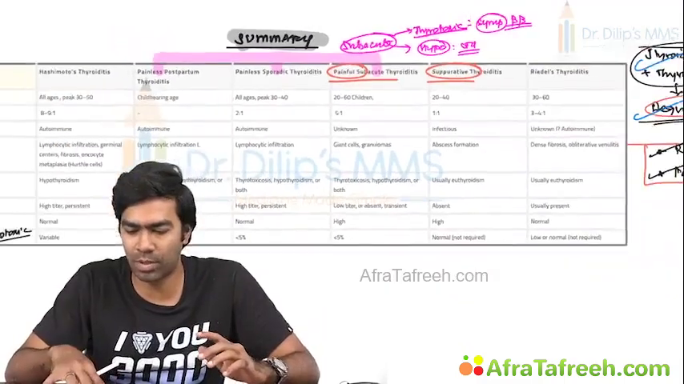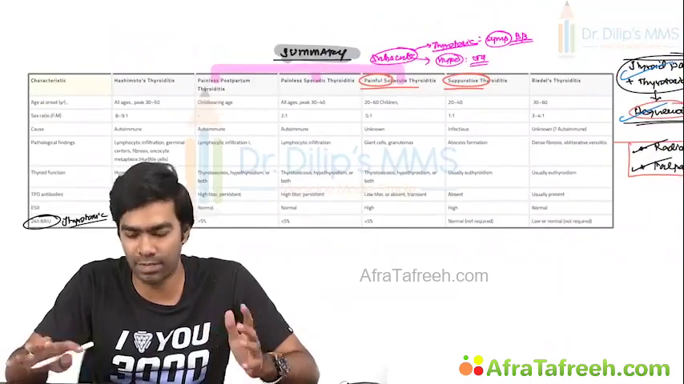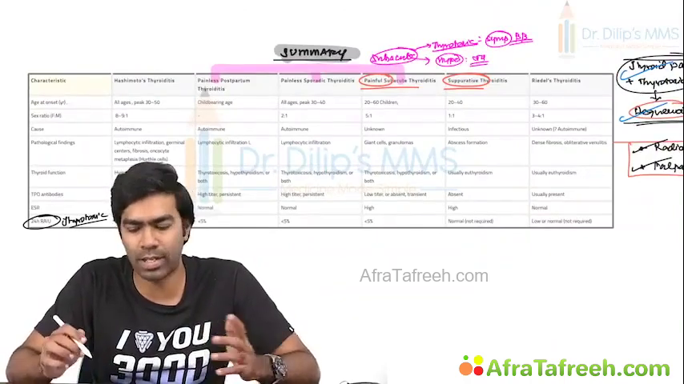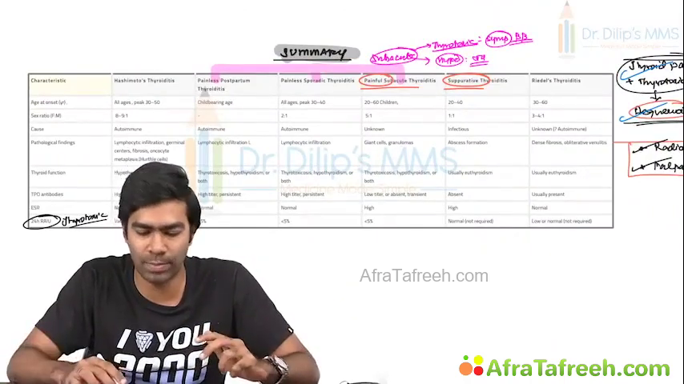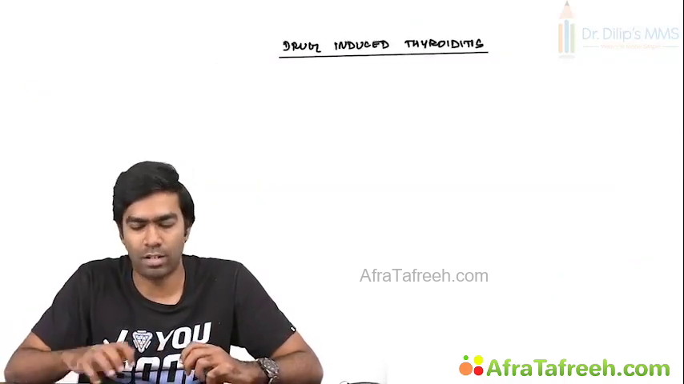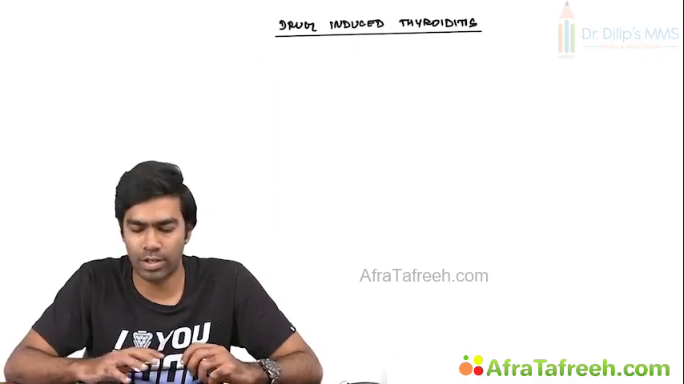So clear, this is a summary. You can go and revise this later on. You can pause for a second and see what is happening. Let us move on to the final topic, that is drug-induced thyroiditis.